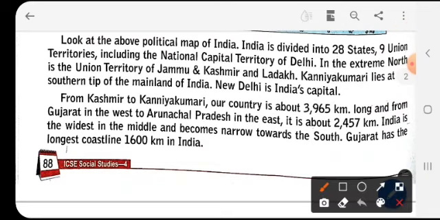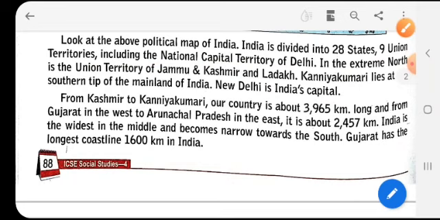So how many states are there? India is divided into 28 states and 9 union territories, including the National Capital Territory of Delhi. So this is the political division of our country. In the extreme north is the Union Territory of Jammu and Kashmir and Ladakh. Kanyakumari lies at the southern tip of the mainland of India. And we all know that the capital of our country is New Delhi.